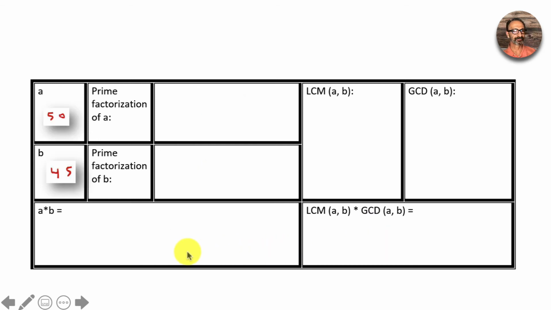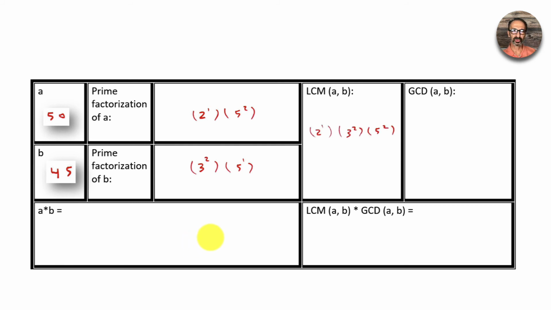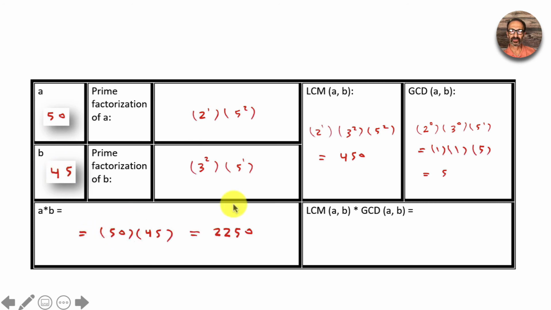Another example, 15 and 45. 3 times 5, and 9 times 5. More 2's, more 3's, more 5's, and GCD, less 2's, less 3's, and less 5's. This does not have a 3, so we're gonna pick 3 to the power 0. Do the math. I got 1 times 1 times 5, which is 5. Multiply 15 times 45, and 45 times 15 is the same as 5 times the LCM. Same answer.